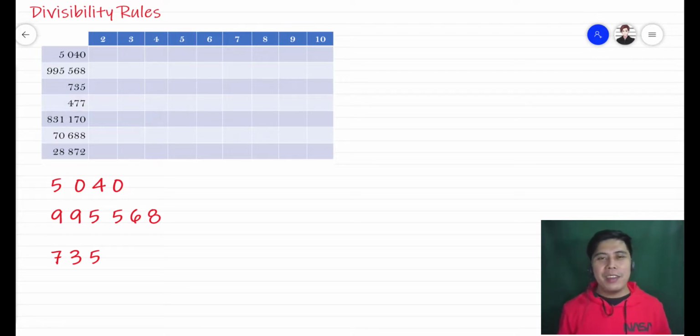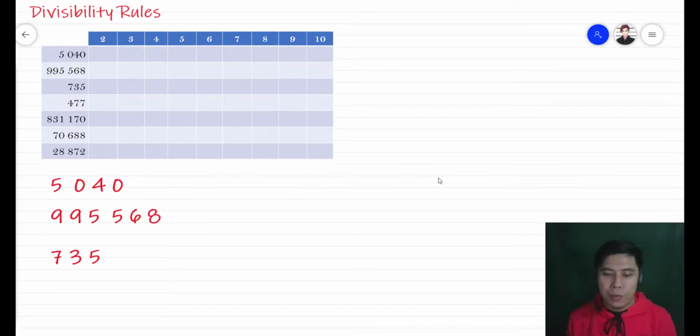Handa na ba kayo? Every day we come across different numbers. Some are big and some are small. And some of them are really giving us a hard time to deal with them. Say for example, how do we know if a number can be divided by 2, 3, 4, 5, 6, 7, 8, 9, or 10 by merely looking at the number and without doing the actual division process? These divisibility rules will help us to quickly determine if it can actually be done.